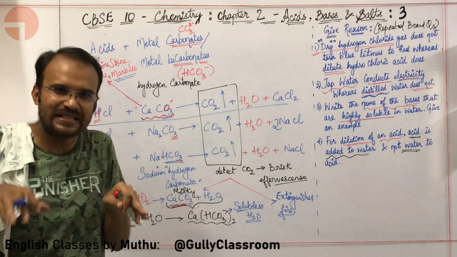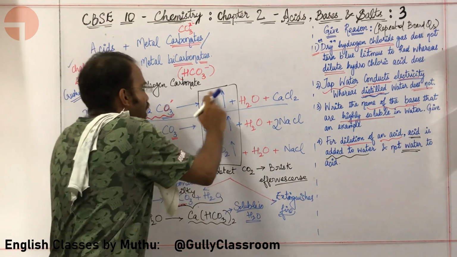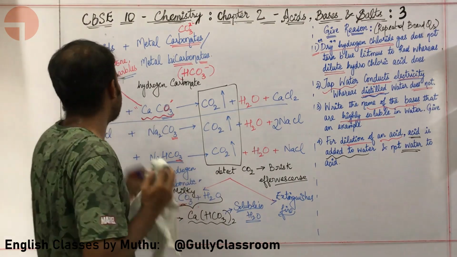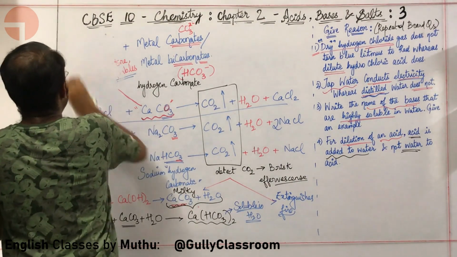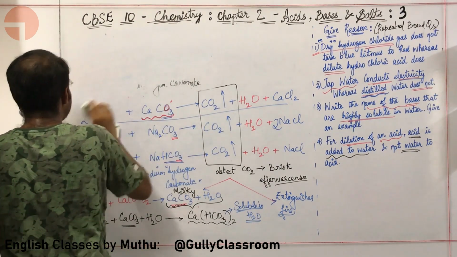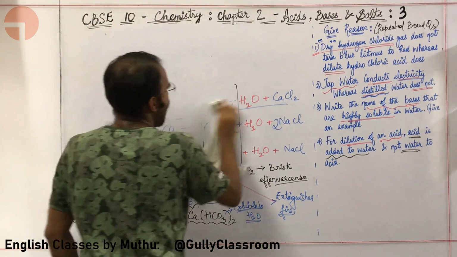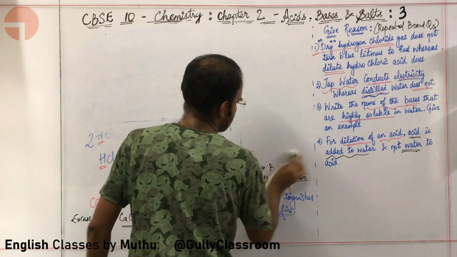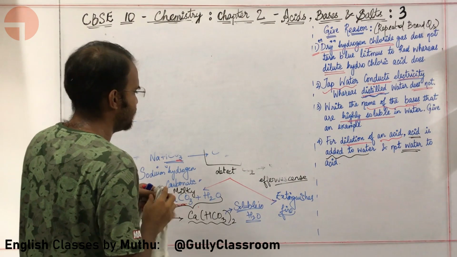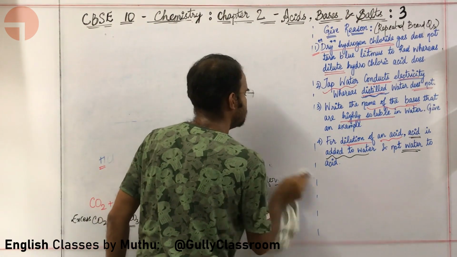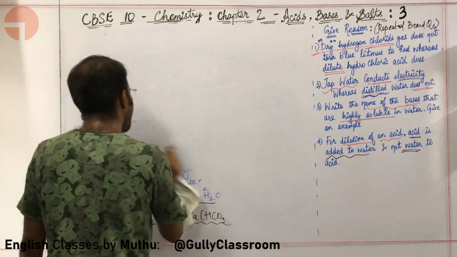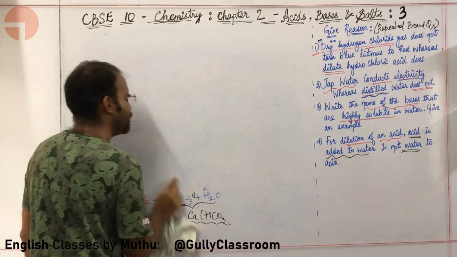Are you able to understand this particular setup of how to detect carbon dioxide? Okay, let us go for the next reaction. We are going to learn about how bases react with metals. For this, we are going to take the most common base. What is the most common base? NaOH or sodium hydroxide.